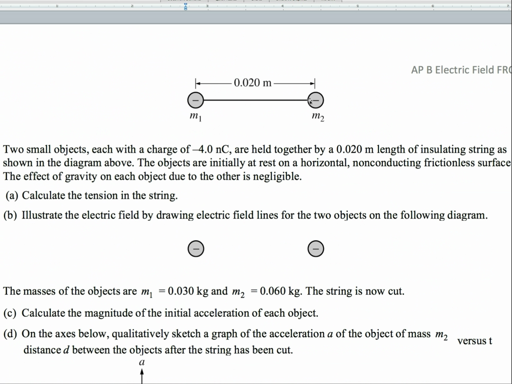We've got two charges, or two particles here, M1 and M2, and they're separated by 0.02 meters on an insulating string. That means the string does not conduct electricity. The objects are initially at rest on a horizontal, non-conducting, frictionless surface. The effect of gravity on each object due to each other is negligible. So, calculate the tension in the string.